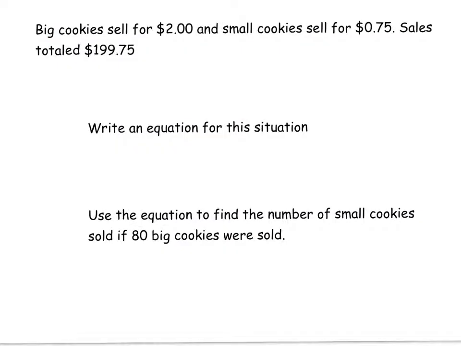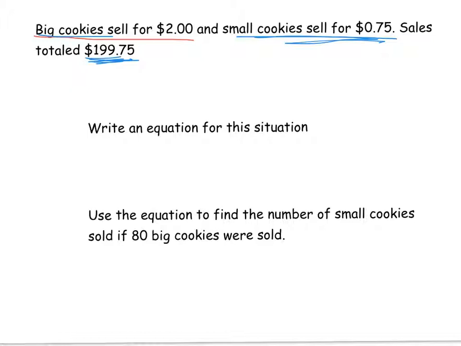So, last problem before you start the review. Let's highlight or underline. Big cookies sell for $2. Small cookies sell for 75 cents, and total sales were $199.75. So I know that the amount of the big cookie sales plus the amount of the small cookie sales has to equal my total amount.